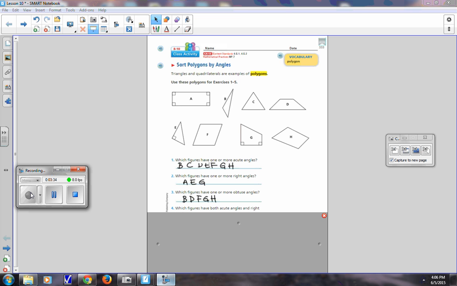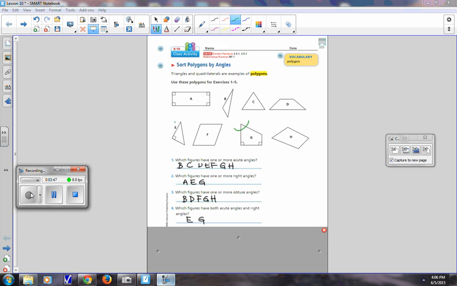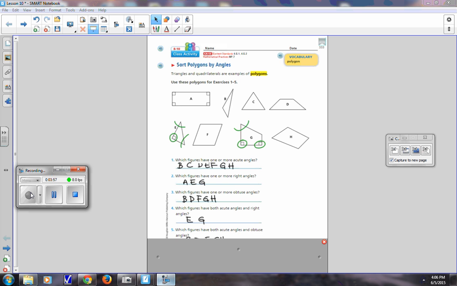triangle. Which figure has both acute angles and right angles? Well, I see two figures, E and G, have both acute and right angles. Which figures have both acute angles and obtuse angles? Well, A, no. B, yes.